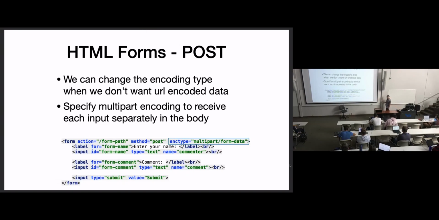We're going to change the encoding type to multipart form data. The default encoding type is URL encoded. There are 3 possible encoding types: URL encoded, plain text, which you should never use for any reason except possibly debugging, and multipart form data, which is the one that we're going to have to use if we want to send images, which of course we want to send.